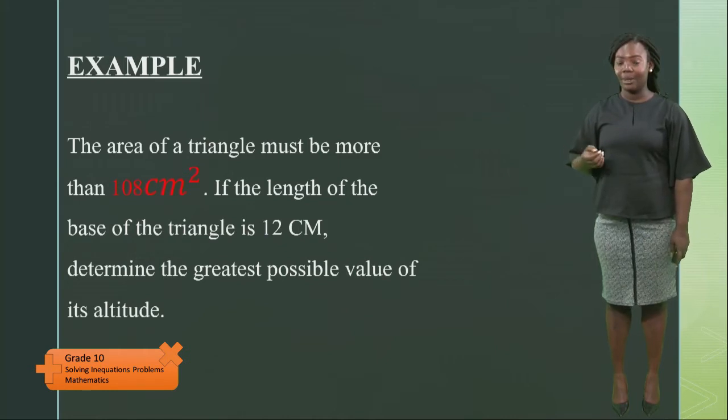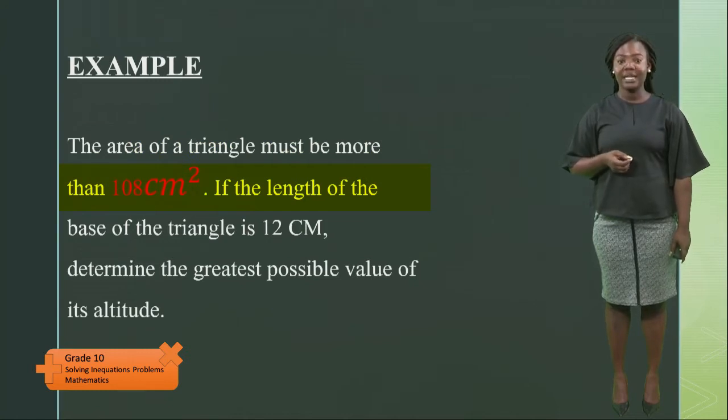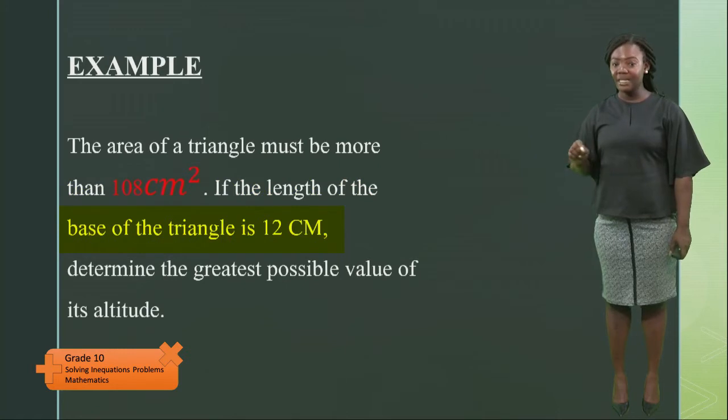Yet another example. Read with me. The area of a triangle must be more than 108 centimeters square. If the length of the base of that triangle is 12 centimeters, determine the greatest possible value of its altitude.